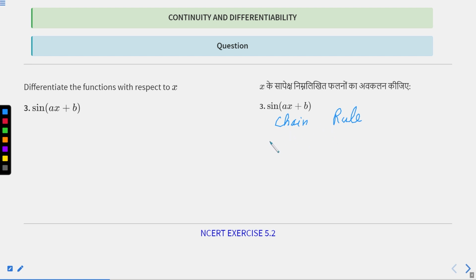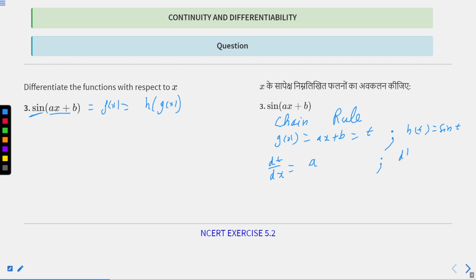The sin of ax plus b I am taking as fx, and I must write it as a composition. So gx will be the inside thing, which means ax plus b, and take this equal to t. Now write h of t, the outside thing in terms of t, which means sin of t. Now dt by dx is just a, and dh by dt will be cos t.